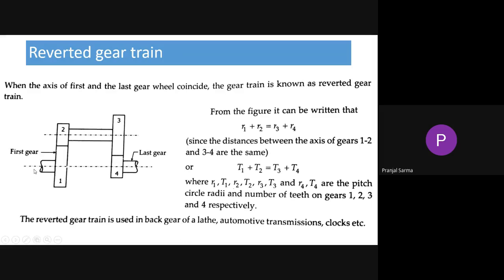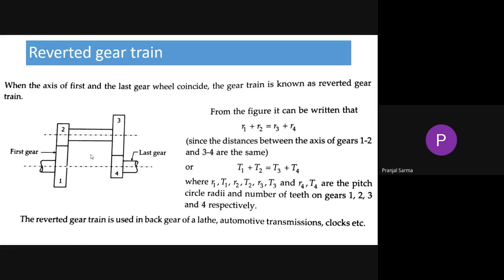If you look at this particular axis, this is the axis for number one gear, and from here to here it is number two gear, then number three and number four. So when the axes of the first and the last gear coincide, as in this figure, the shaft for the last gear and the first gear, the axis of rotation, are the same. If this kind of setup is there, it is known as a reverted gear train.